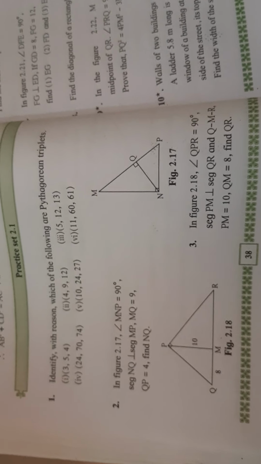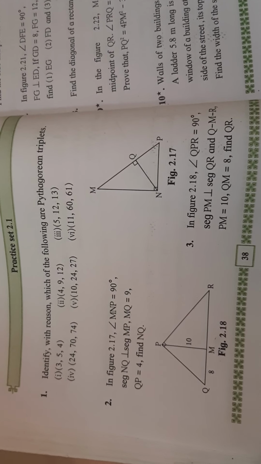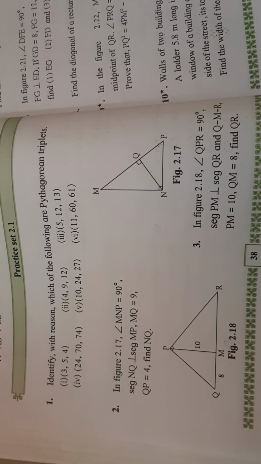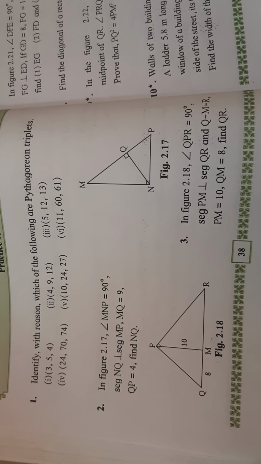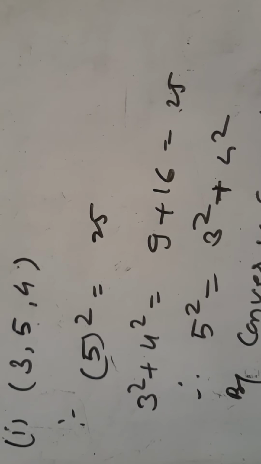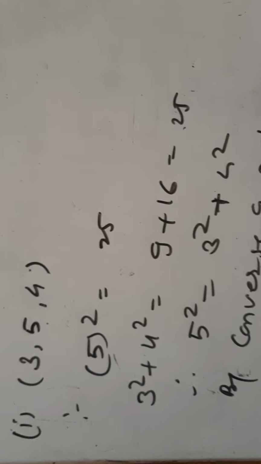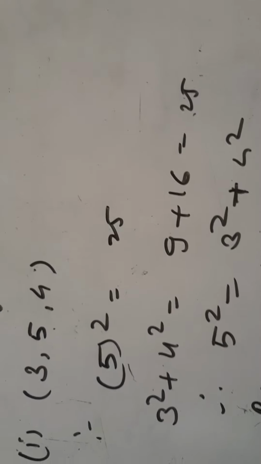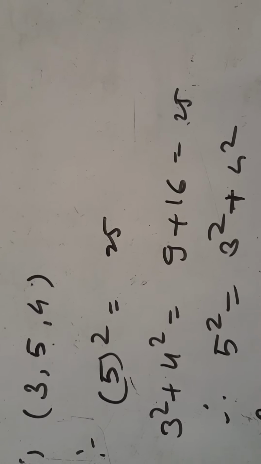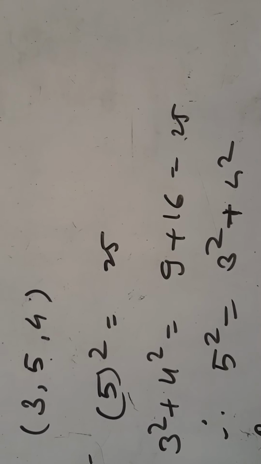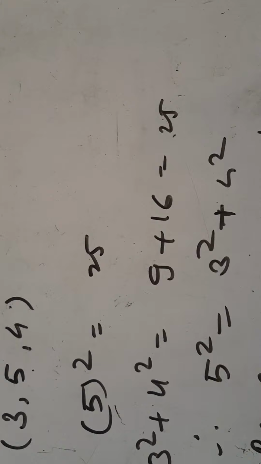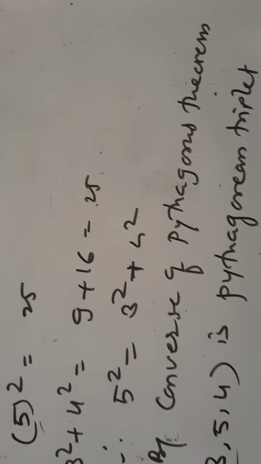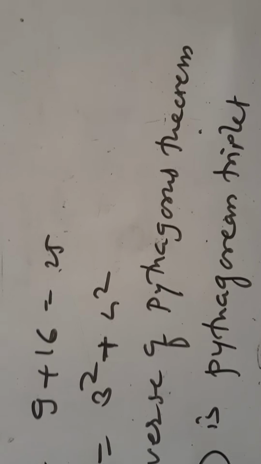Now we start practice set 2.1. The first question is: identify with reason which of the following are Pythagorean triplets. The first one is 3, 5, 4. We take the largest number, 5 square, which is 25. Then the smallest two numbers, 3 square plus 4 square, that is 9 plus 16, which is 25. So 5 square equals 3 square plus 4 square. Therefore, by the converse of the Pythagoras theorem, 3, 5, 4 is a Pythagorean triplet.